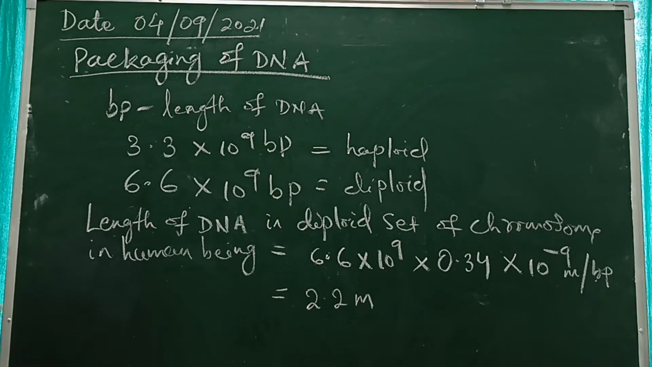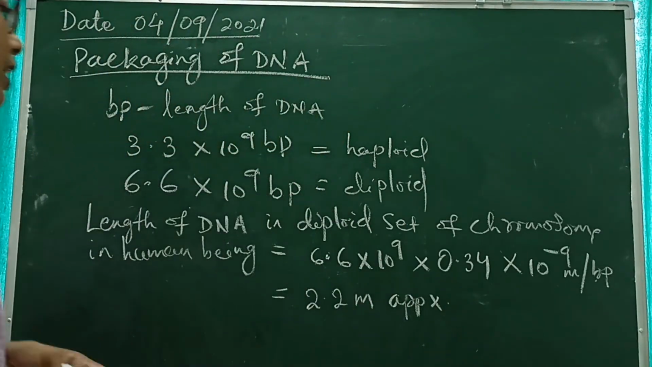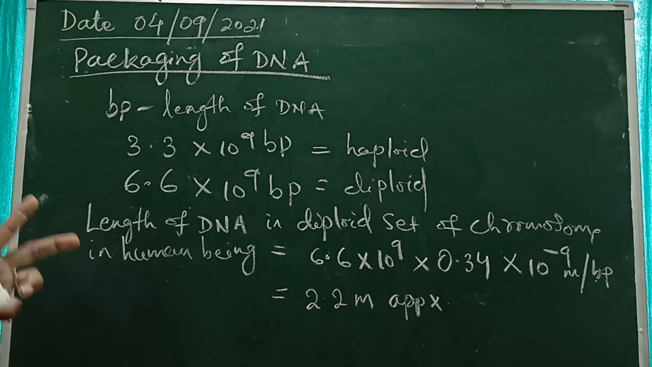Okay. So now see, it is approximately 2.2 meters. Such a long 2.2 meter DNA, how is it accommodated in our small nucleus, which cannot even be seen clearly under a compound microscope? So it is just strange. So it is very important to know how such a big DNA molecule is packaged in such a small nucleus. Now we will be discussing the packaging of DNA in prokaryote as well as in eukaryote.